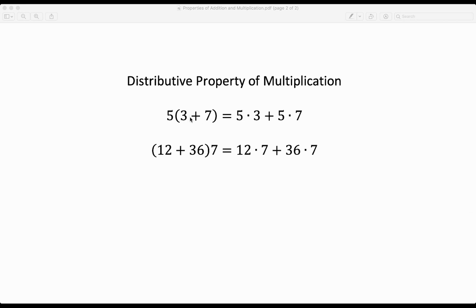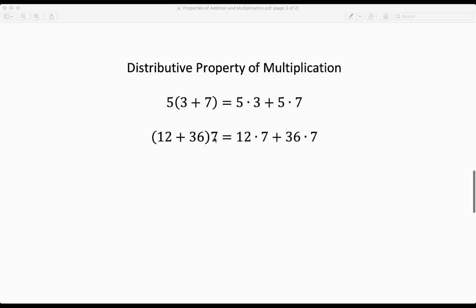If we have two things being added together first in parentheses, and then we're timesing by a number on the outside of the parentheses, we can, instead of adding the 3 to the 7, we can actually distribute the 5 in and multiply both terms in parentheses by 5. So in other words, 5 times 3 plus 5 times 7. So we keep the plus symbol, but we multiply both inner terms by the outside term.